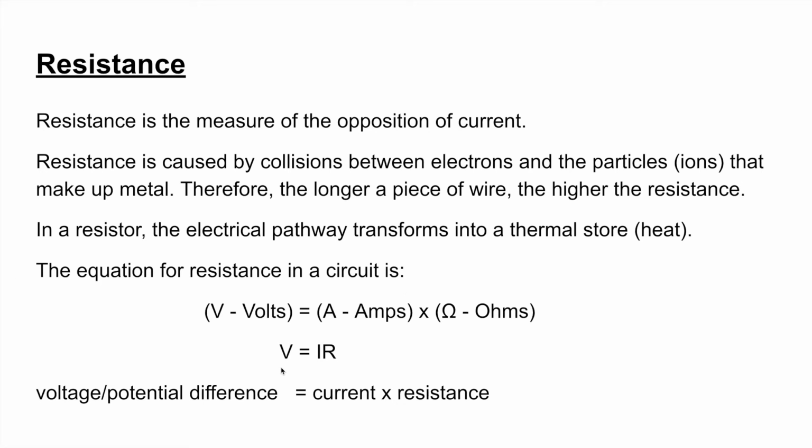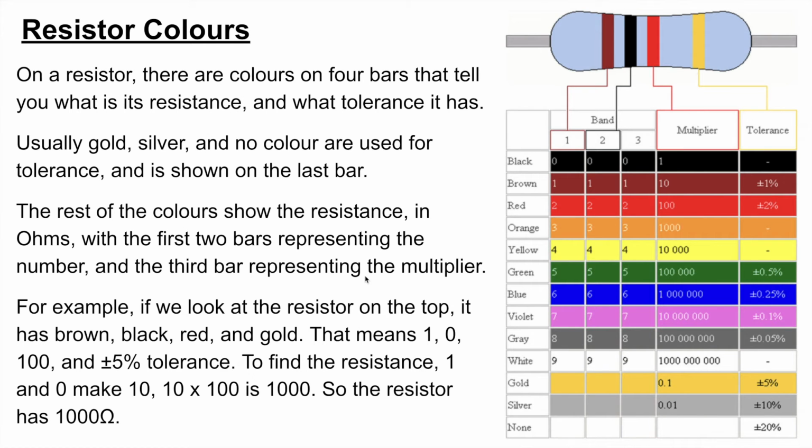The equation for resistance in a circuit is V equals I times R, where V means potential difference, measured in volts, with symbol V, I means current, measured in amps, with symbol A, and R means resistance, measured in ohms, with symbol omega. Next, reading the resistor colors.